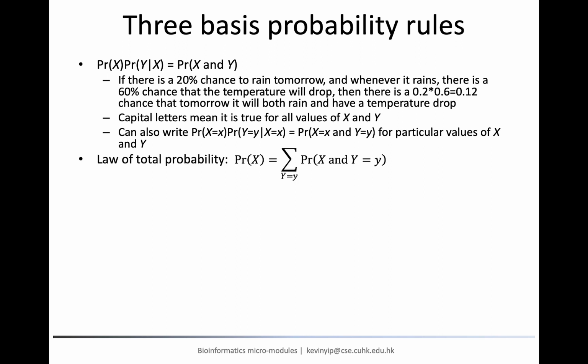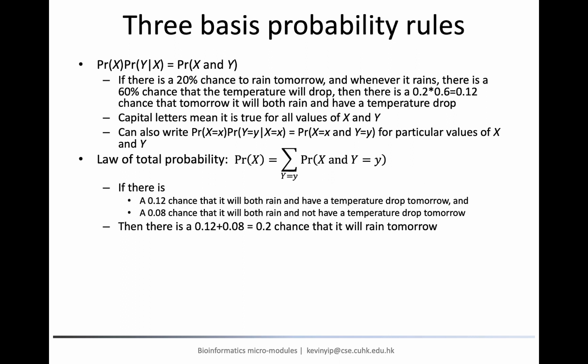The second rule is the law of total probability, which states that if we have the joint probability terms of x and y, and we sum up the terms for a fixed value of x across all possible values of y, we get the unconditional probability of that value of x. For example, suppose we fix the value of the raining variable to true and consider all possible values of the temperature drop variable. The sum of these terms is the unconditional probability that it will rain tomorrow.